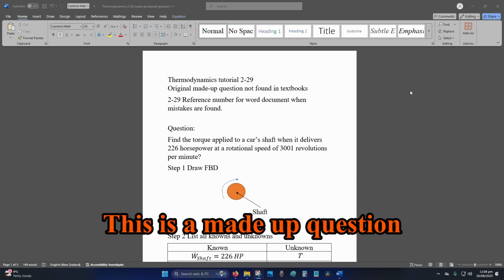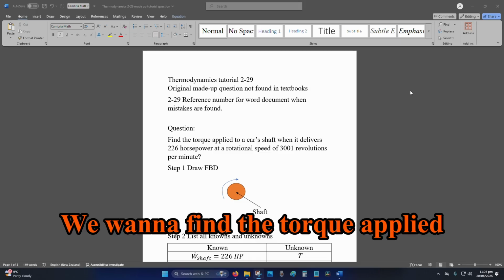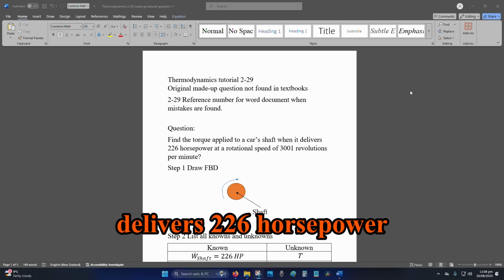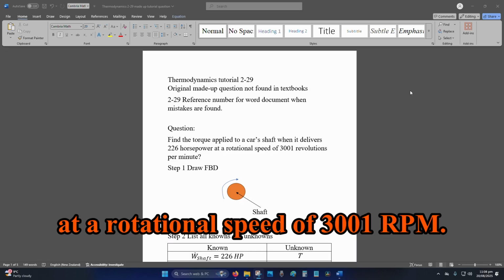This is a made-up question not found in your textbooks. We want to find the torque applied when the car's shaft delivers 226 horsepower at a rotational speed of 3001 RPM.